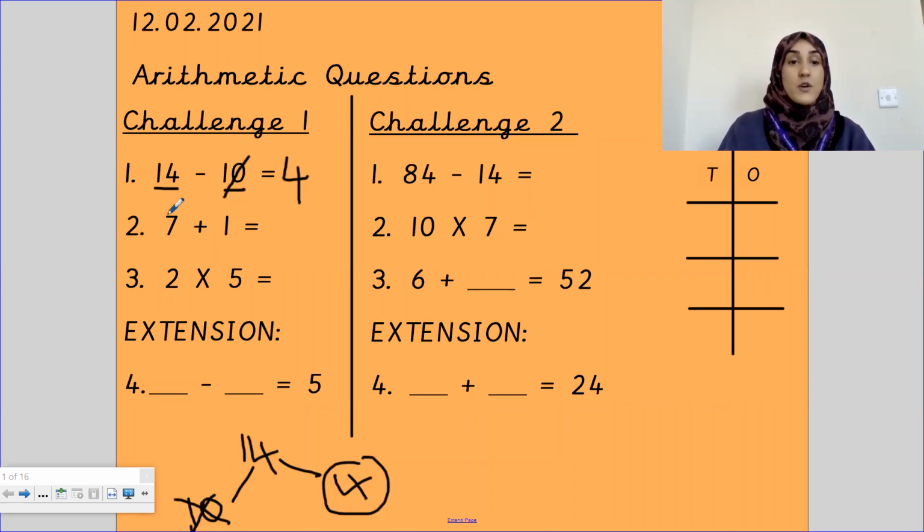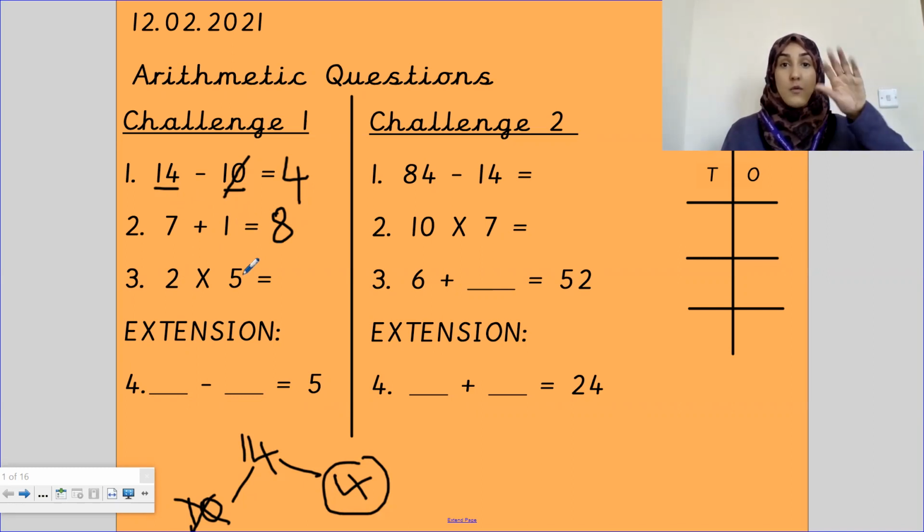Next, nice and simple, 7 add 1. What is 7 add 1? Put 7 in your head, add 1 more. Well done, 8. 7 add 1 equals 8. Next, we have 2 lots of 5. Remember, when we are timesing something by 2, it means twice as much, double the amount. So 1 lot of 5, 2 lots of 5, double 5 equals 10.